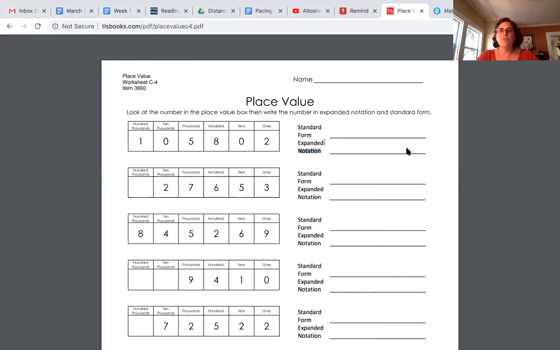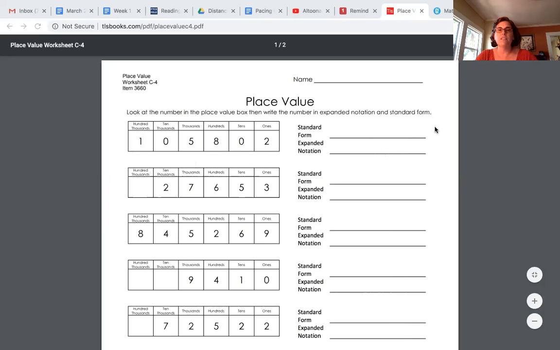All right, so I'm going to show you how we can write this number in expanded form. So let's go ahead and say this number up here in the corner all together, and then we're going to talk about standard form and expanded notation for that number. So let's read this number out loud together. 105,802. Now remember, we don't use the word and because there's no decimal point. The 1 is in the hundred thousands place. The 0 is 10,000s. The 5 is thousands. 8 is hundreds. 0 is tens. And the 2 is in ones.